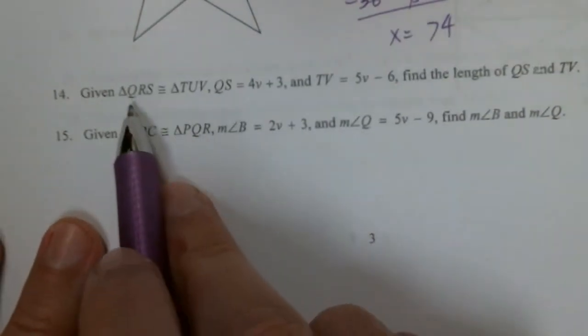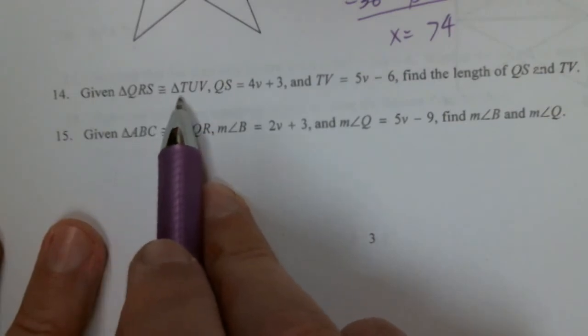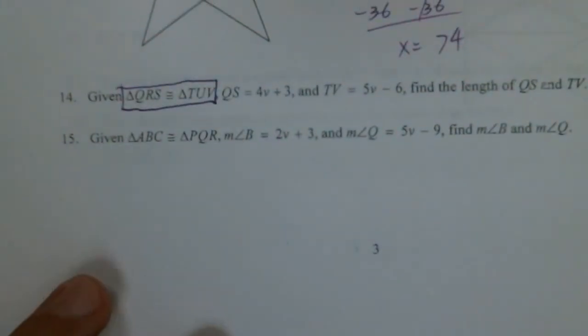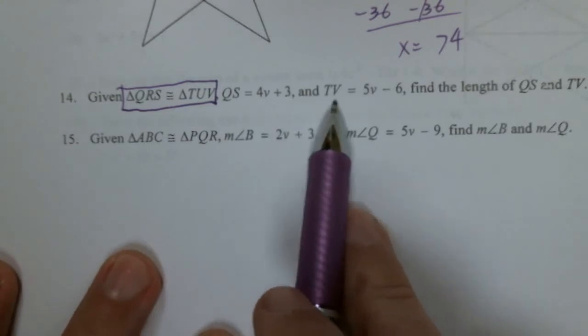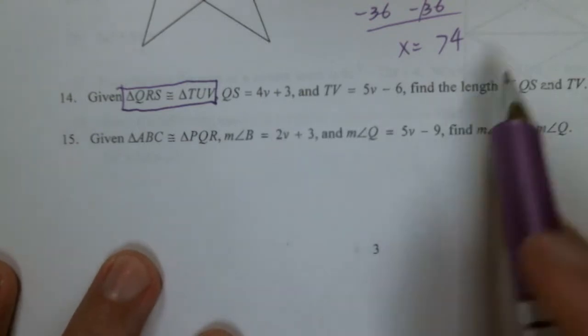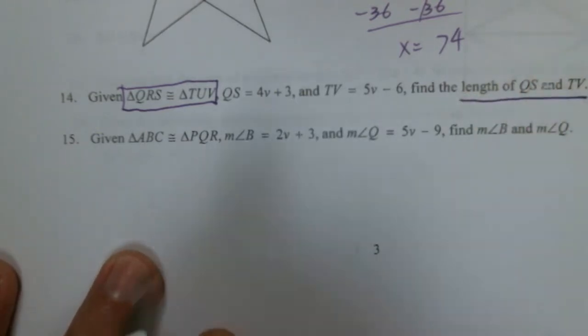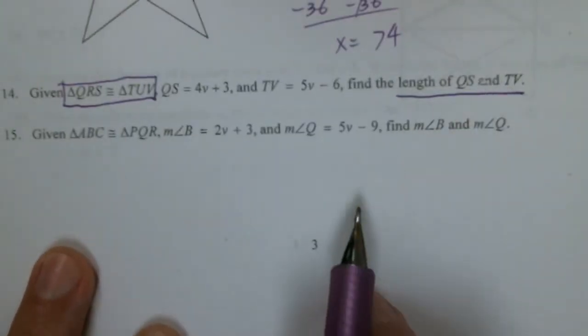All right. Given that triangle QRS is congruent to triangle TUV, what is that called when I say one thing is congruent to another thing? That's a congruent statement. QS is 4V plus 3, TV is 5V minus 6. Find the lengths of QS and TV. Doesn't ask for V, it asks for the lengths of QS and TV.